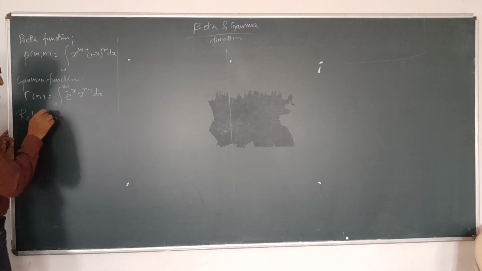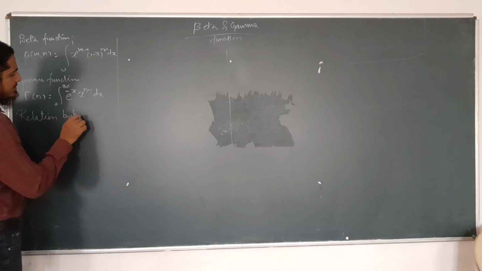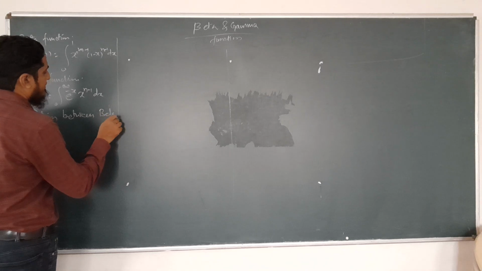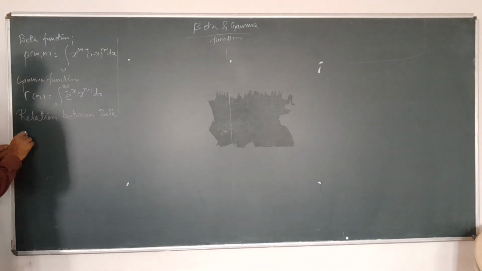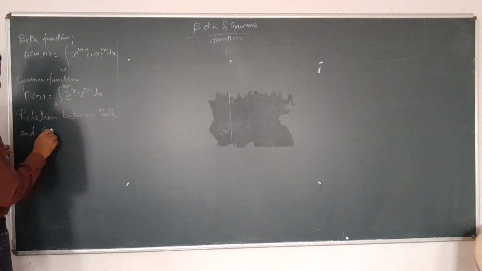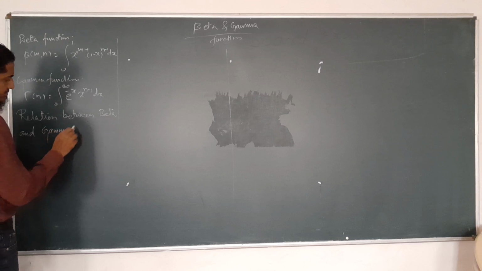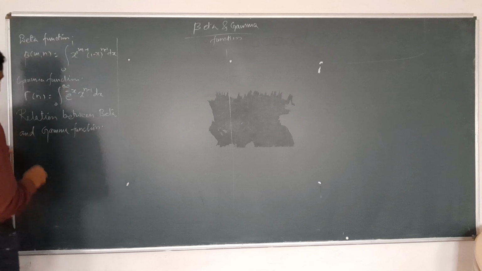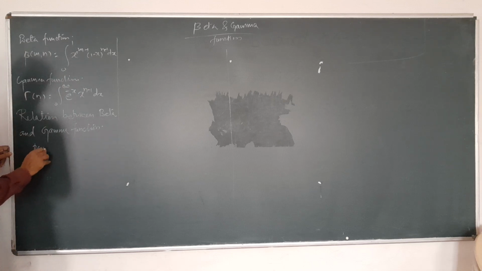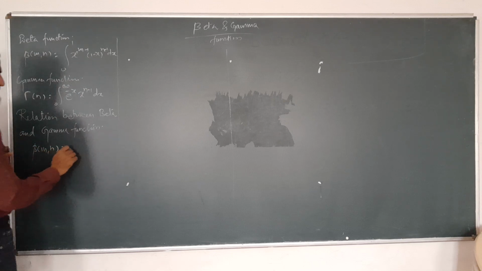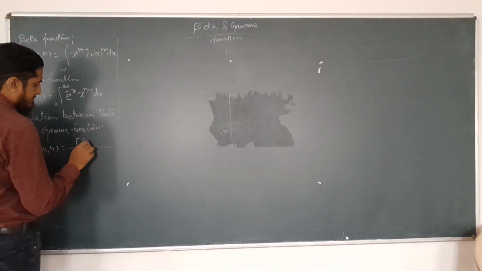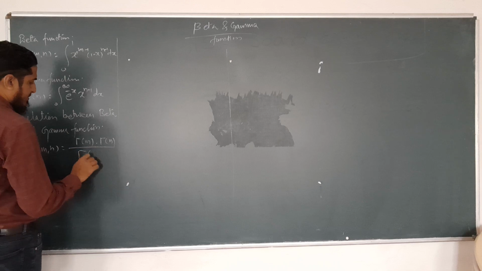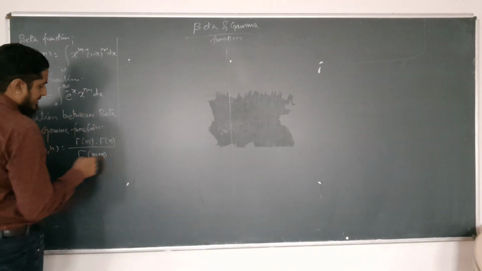And we have seen the relation between beta and gamma function. Beta(m, n) is equal to gamma of m into gamma of n upon gamma of m plus n.